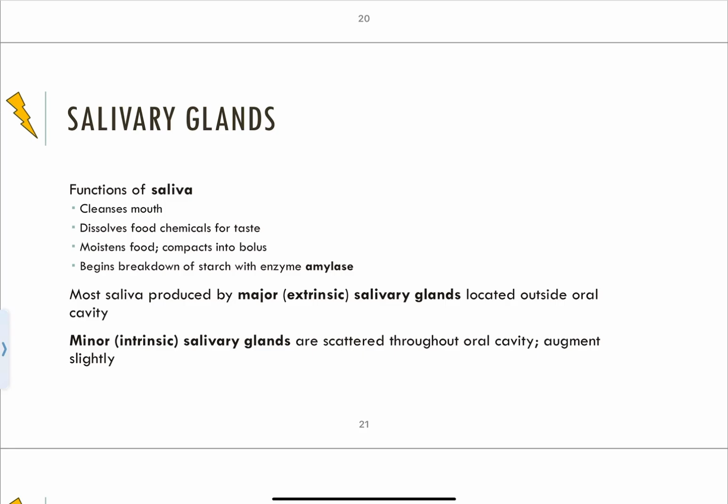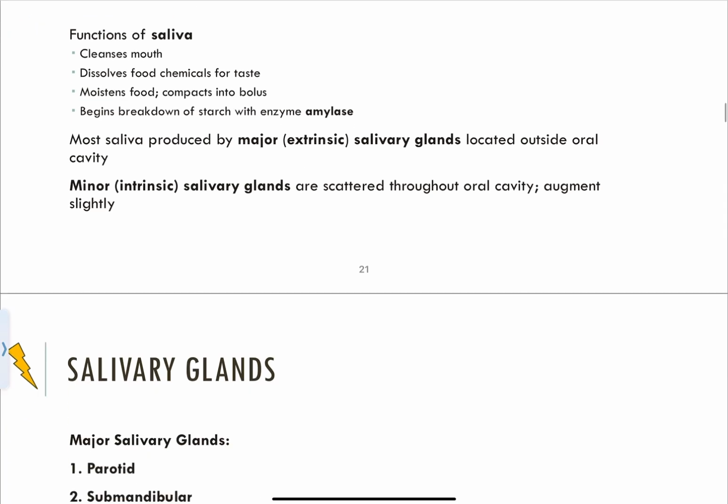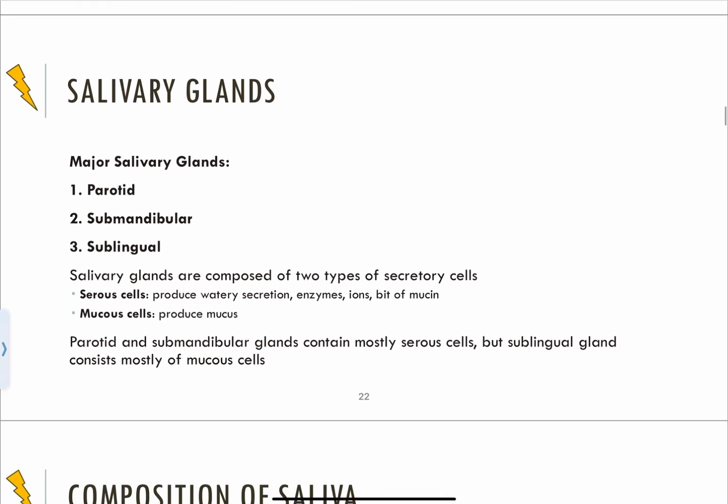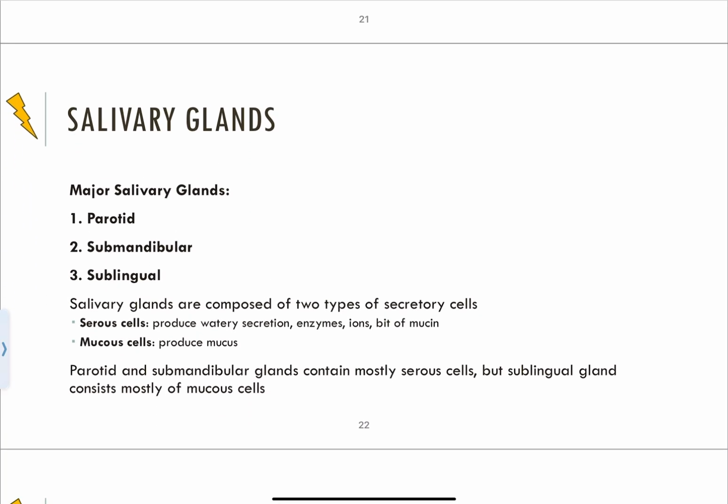Most of the saliva that is produced comes from our major extrinsic salivary glands, meaning that they're located outside of the oral cavity. Some saliva can be produced by our intrinsic salivary glands that are scattered throughout our oral cavity, but not huge amounts. Most of it comes from the outside. So we have three major salivary glands. You'll probably have to learn these locations in lab.